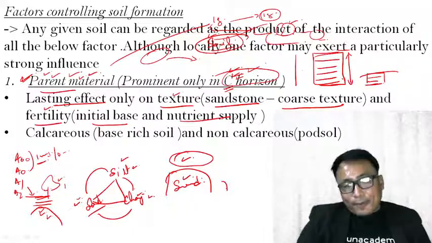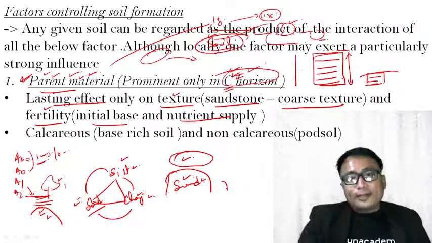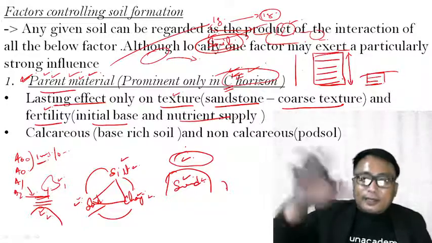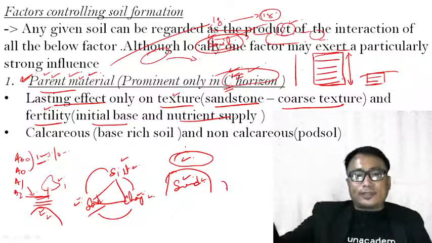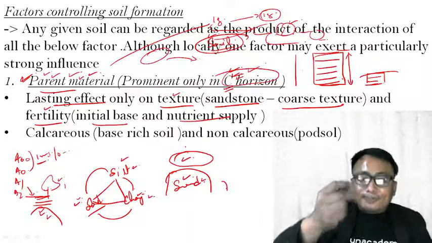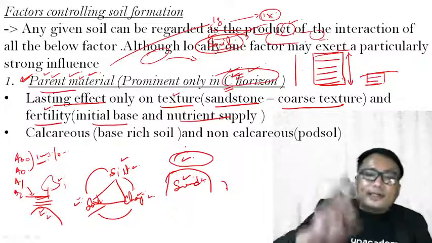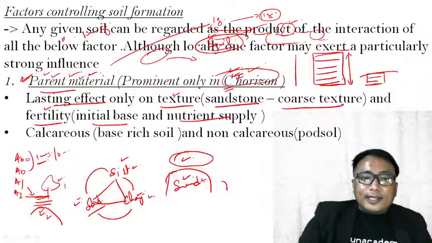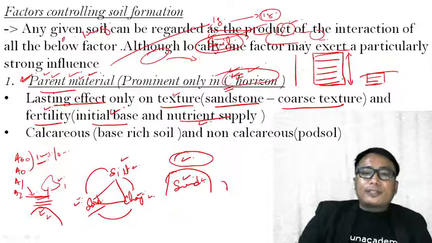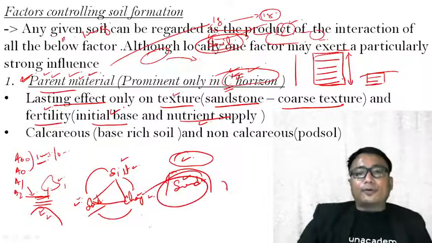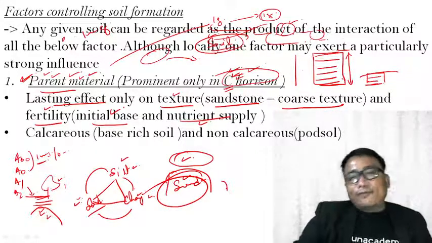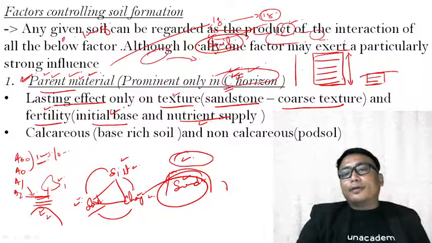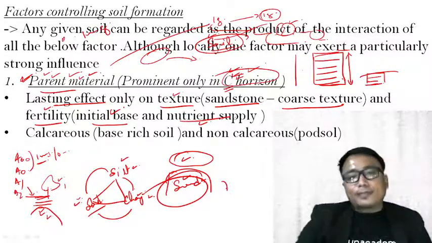Texture, because it is the parent rock that is supplying the original material. Later on, organic matter will be added, which is going to influence, but the texture depends on the parent rock. Second is the fertility. Why? Because we have already seen that the soil has organic as well as inorganic content. The inorganic initial base and the nutrient supply is from the parent rock. If it is a limestone, certain initial base and nutrient is supplied. If it is some other rock, in the formation of the soil, certain base and nutrient is supplied.